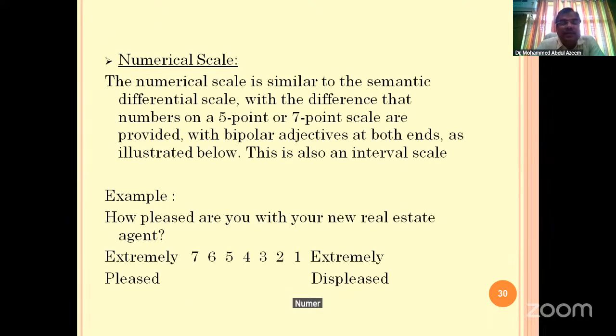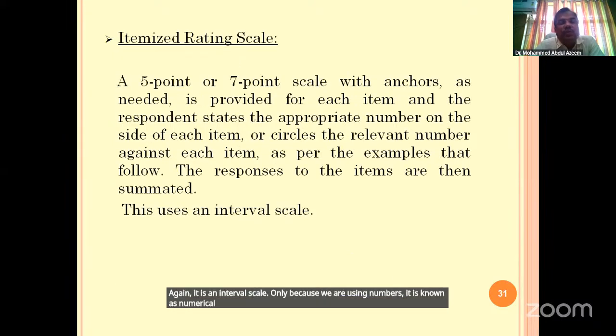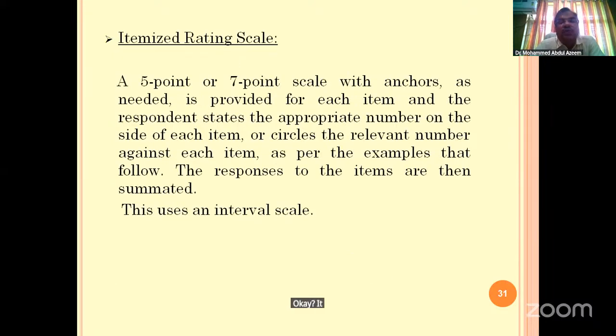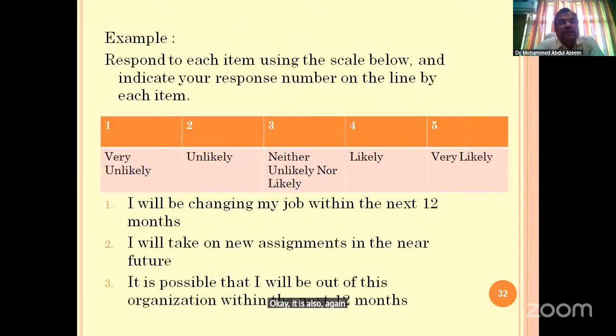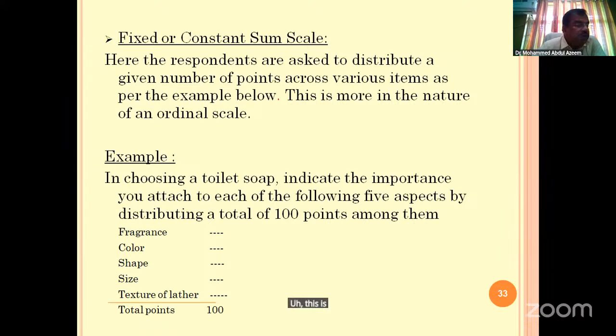Numerical scale, this is another thing. 1, 2, 3, 4, extremely pleased. Again, it is an interval scale. Only because we are using numbers, it is known as numerical scale. Okay, itemized scale, 5 point, 7 point. Okay, it is also again an interval scale like this. And this is a fixed or constant sum scale. This is a type of ratio scale.